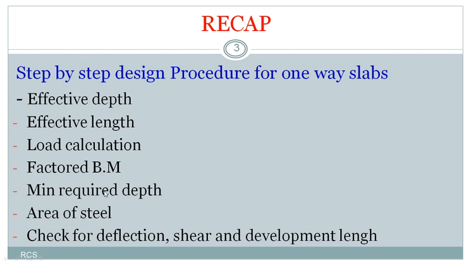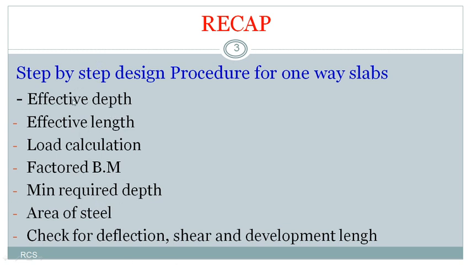For calculating the area of steel, we have a codal formula for Mu. This can be calculated with respect to the moment of resistance in the tension zone, or with respect to steel, that is Mu equal to 0.87 fy Ast d into 1 minus fy Ast by fck b d. From that formula, we can calculate the area of steel. So all these steps are related to your design step.